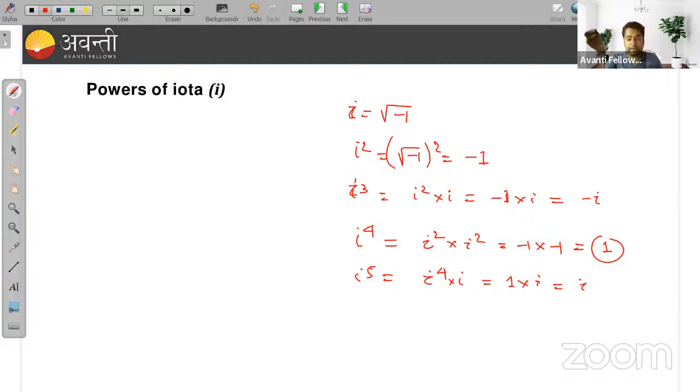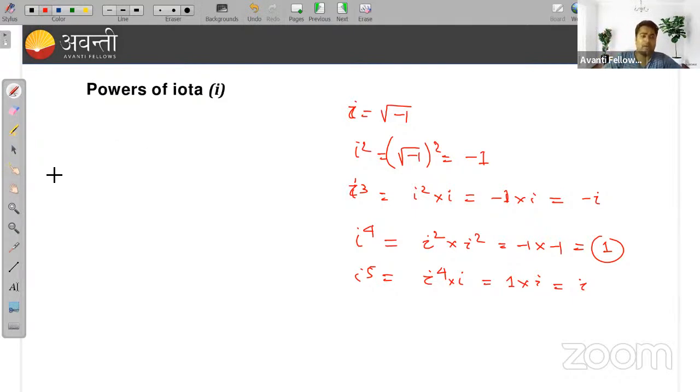So similarly here, what we are getting is actually a cycle. First i gives you square root of negative 1, then i square gives you minus 1, then i cube gives you minus i, then i to the power 4 gives you 1, then i to the power 5 gives you i. So if I ask you to find the sum of 4 consecutive powers of i, what sum will you get? That will be actually 0. The sum of 4 consecutive powers of i always gives you 0.